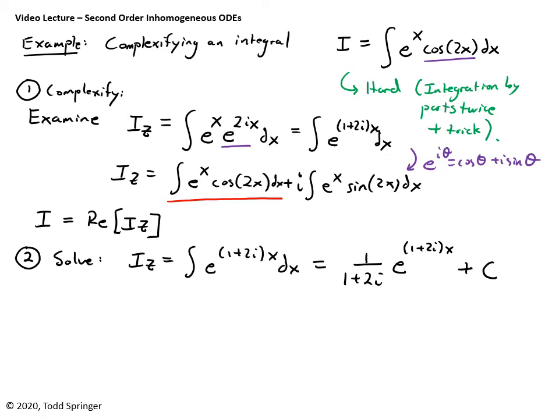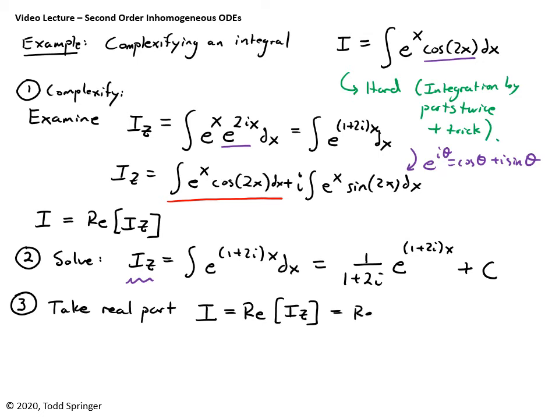But that's not the integral I want, right? That's a different integral. So now I need to go back to the real part. And so for that I need to now take the real part. So the original I that I want is the real part of IZ. Now this gets a little bit messy. I got to take the real part of this, 1 over 1 plus 2I e to the 1 plus 2I times x plus a constant.